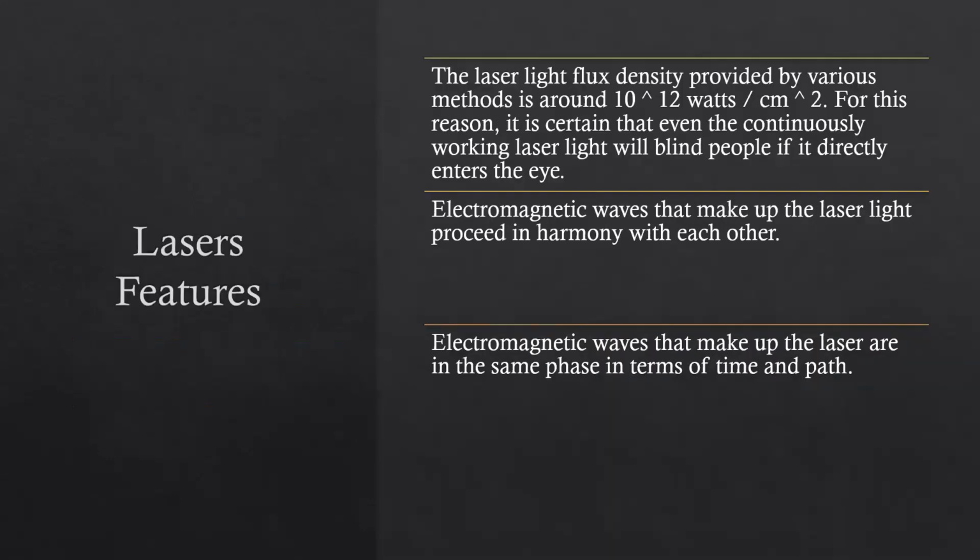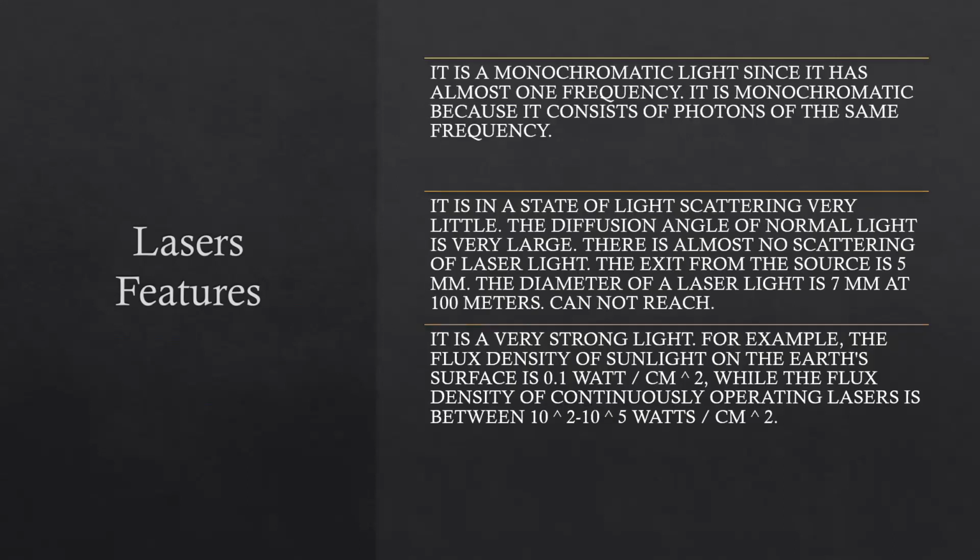Laser features. The electromagnetic waves that make up the laser light proceed in harmony with each other. Electromagnetic waves that make up the laser are in the same phase in terms of time and path. It's monochromatic light since it has almost one frequency. It's monochromatic because it consists of photons of the same frequency.